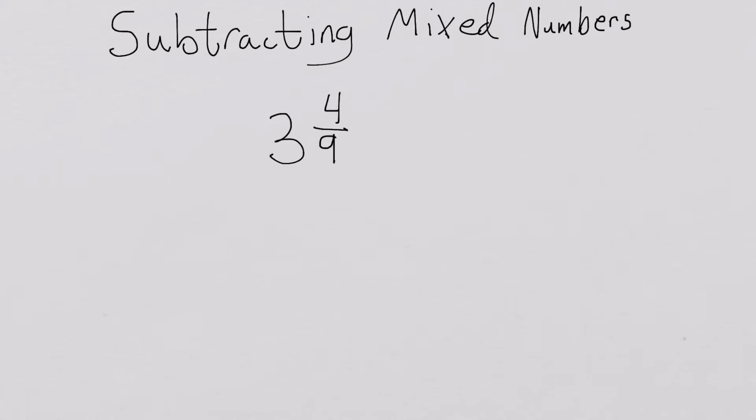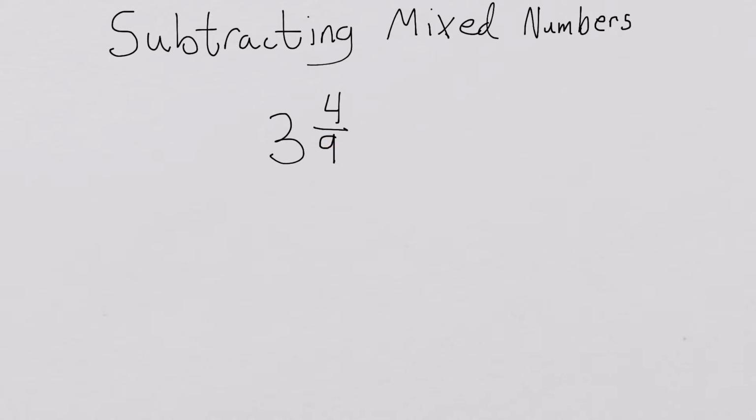Here I have the mixed number 3 4/9. Now what does this mean exactly? It means I have 3 whole numbers, or 3 wholes of whatever we're dealing with, and then I have 4 pieces of a whole that's been split up into 9 total pieces.